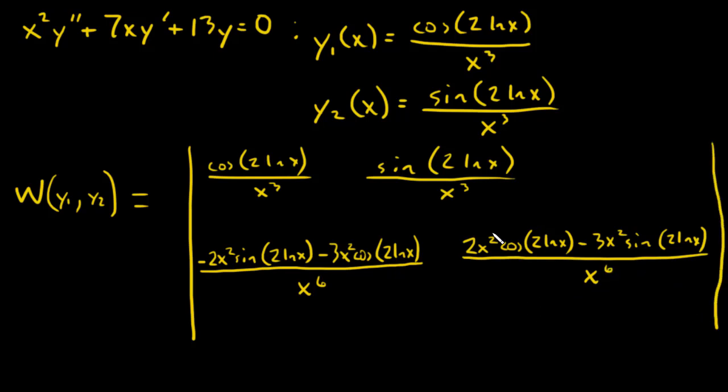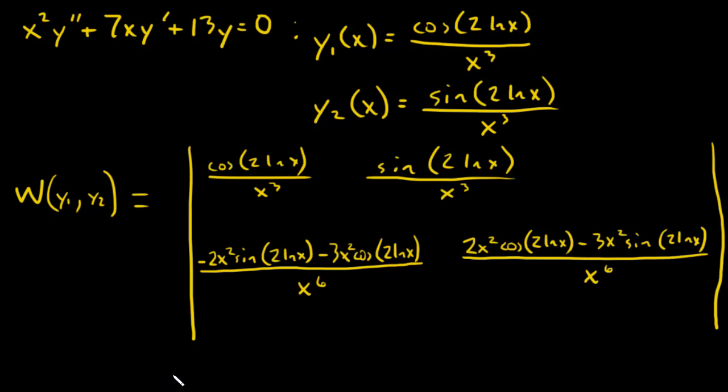So let's just take the determinant of this and see if it equals 0. Alrighty? One way would be to take the actual determinant, multiply this times this, and then subtract this times this, get some sort of hideous expression, and then try to figure out if that's ever equal to 0 for any x.